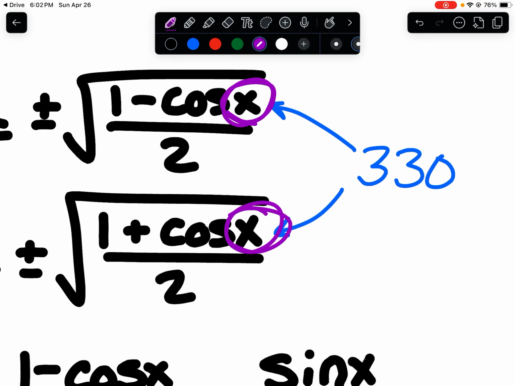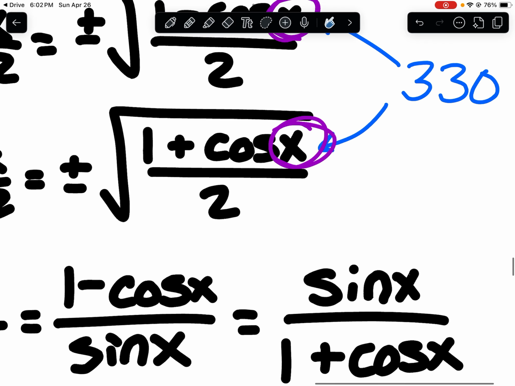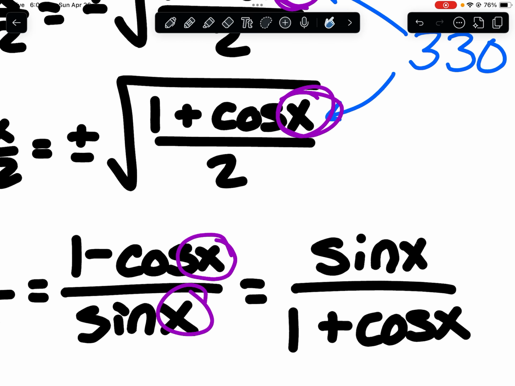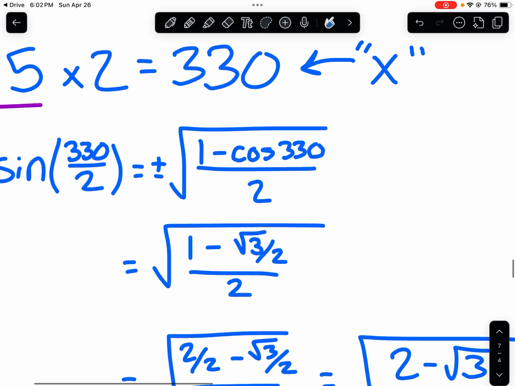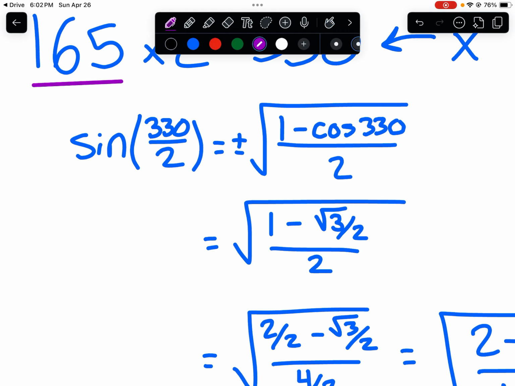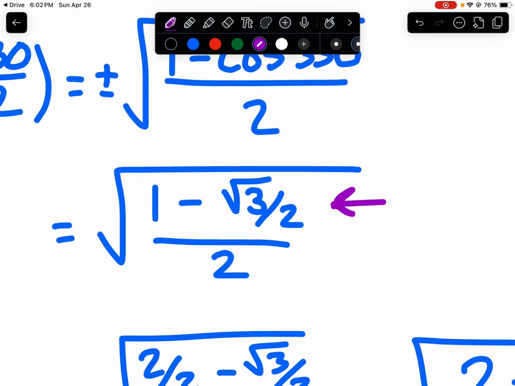Okay, so that 330, like I have over here, is what we're going to be plugging in for these x's. Okay, and it would go in for, say, these ones as well. And so when we do that, I've got sine of 330 over 2, which is just another way of writing sine of 165. So I've got that 1 minus cosine of 330 over 2. Now cosine of 330 is something that we can find from the unit circle.